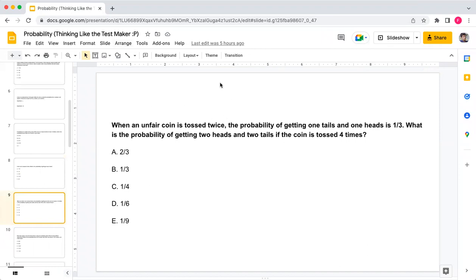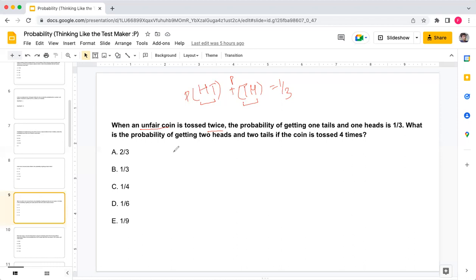Solve this question now. This is a very interesting question. Okay, when an unfair coin, right? That means the probability of head and tail will not be equal. It's tossed twice. The probability of getting one tail and one head is equal to 1 by 3. But you need to consider two cases in which we have head in the first position and head in the second position as well. So we are getting one tail and one head, so that could be in this position or in this position. The sum of the probabilities of getting these two must be equal to 1 by 3.